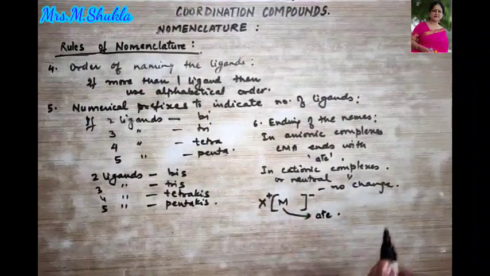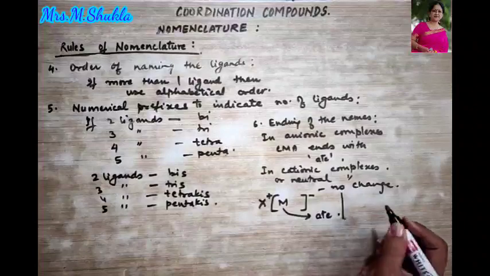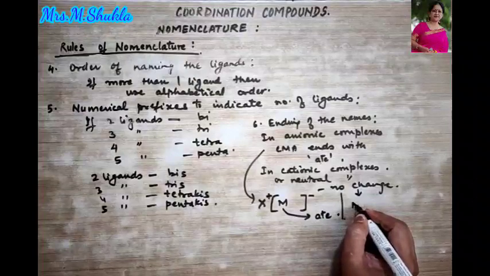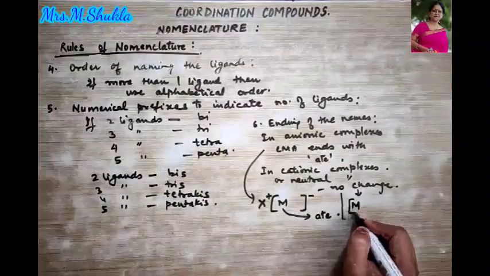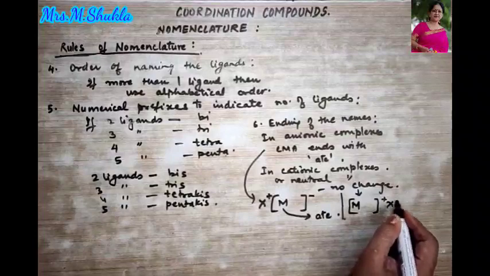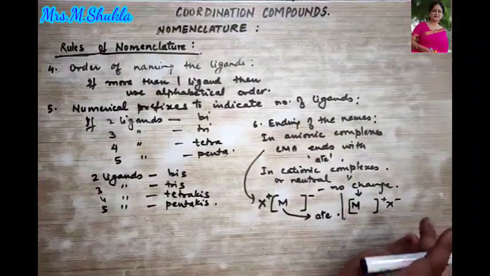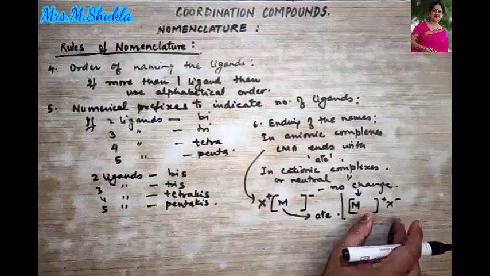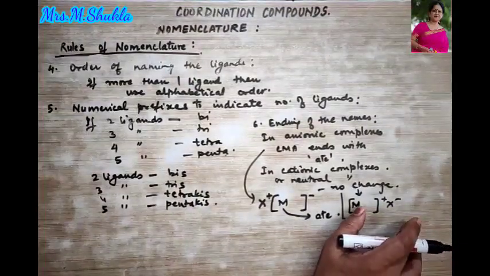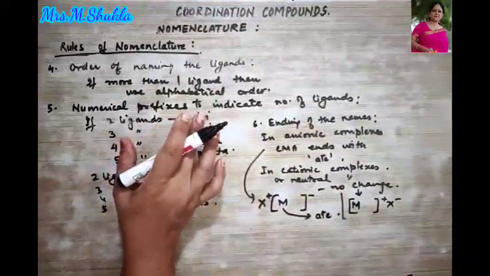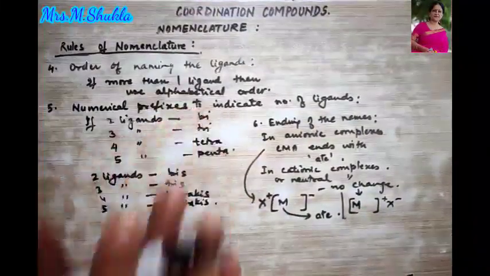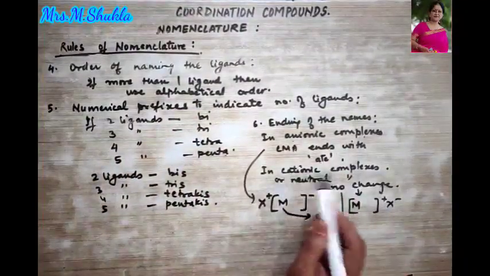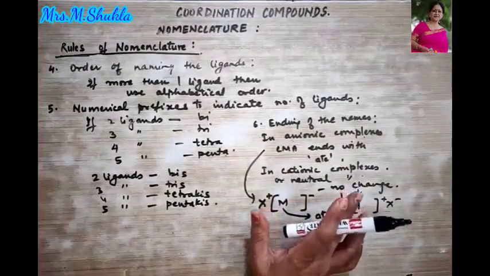Then in a cationic complex, what is a cationic complex? This is your anionic complex, and I'm talking about the cationic complex now. How do we see the cationic complex? This is your cationic complex. Then over here, no change takes place in the name. It has to be written as given in the question. Now I'm going to give you examples and specify more as to how to name the anionic complexes and how to name the cationic complexes separately.